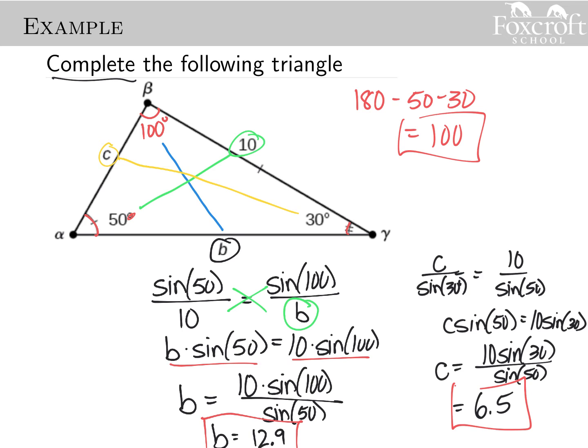So my biggest side is here, 12.9, and that's across from the biggest angle, 100. Next biggest one is 10. That's across from the next biggest angle, 50. The smallest side is 6.5, across from the smallest angle, 30. So that's just one small way to make sure you didn't make some crazy mistake or you didn't have your calculator in radians or something like that.